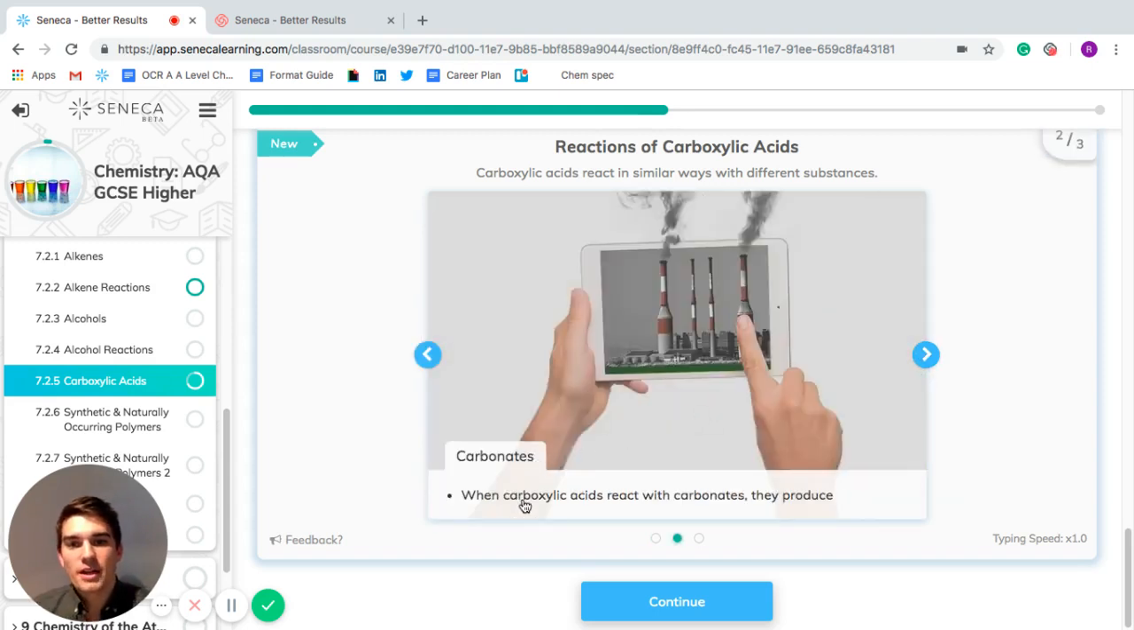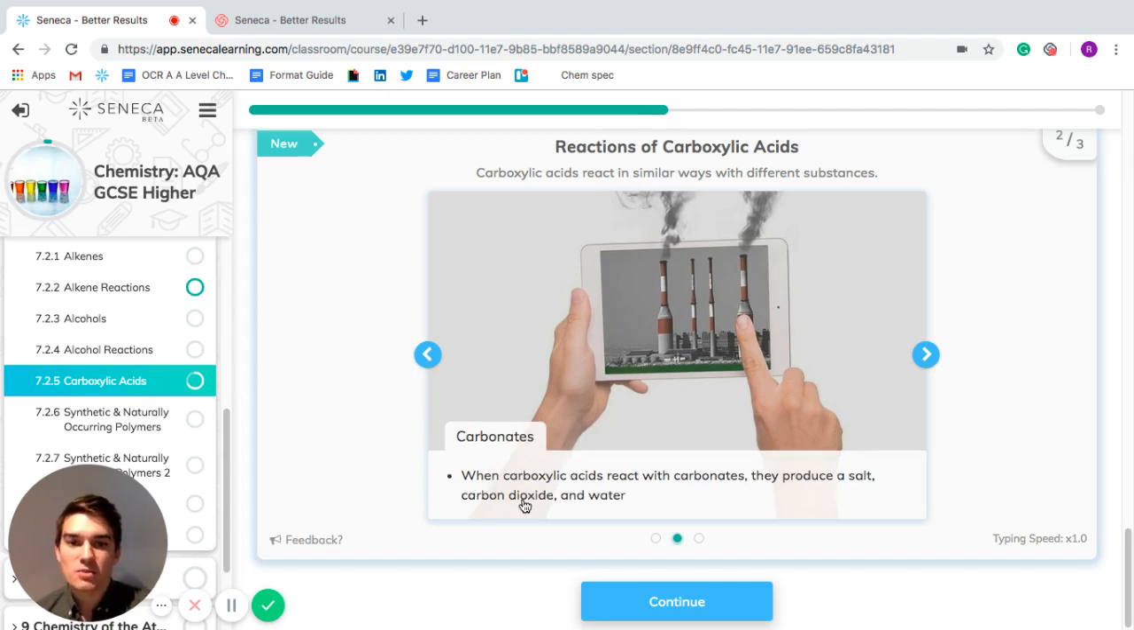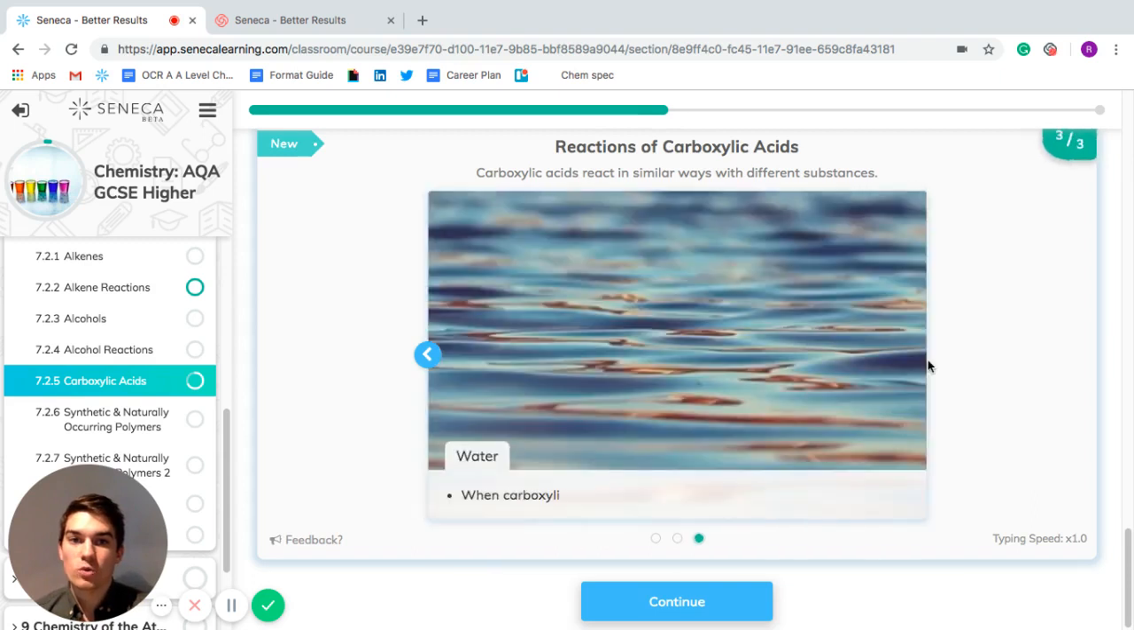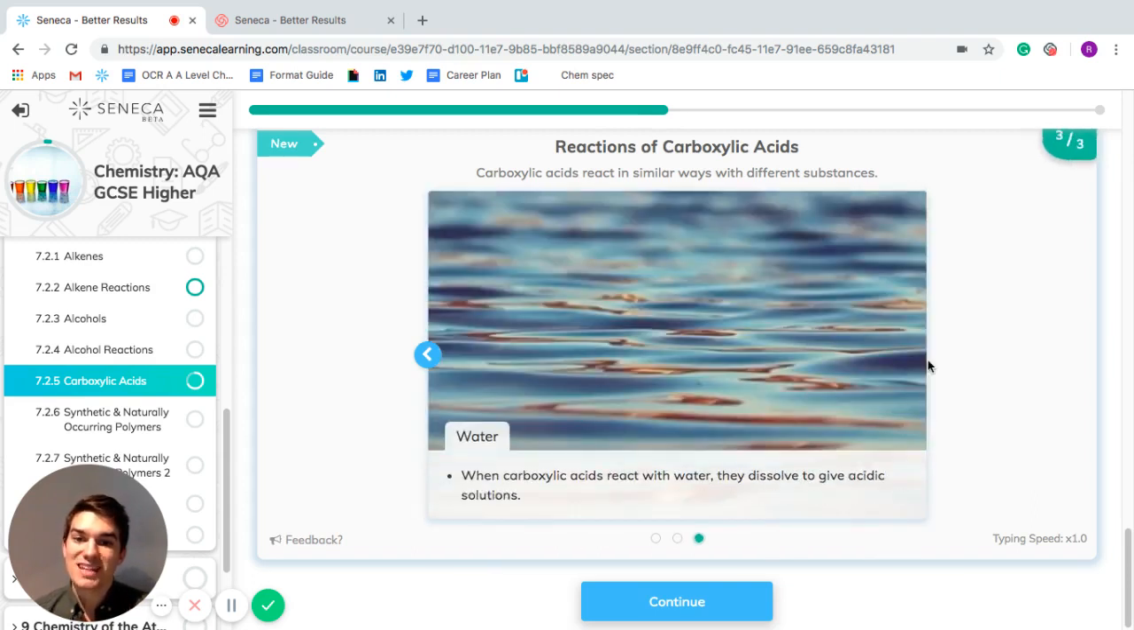So, carbonates. When carboxylic acids react with carbonates, they produce a salt, carbon dioxide, and water. And when carboxylic acids react with water, they dissolve to give an acidic solution. If you remember from before, it's a weak acidic solution because it only partially ionizes.